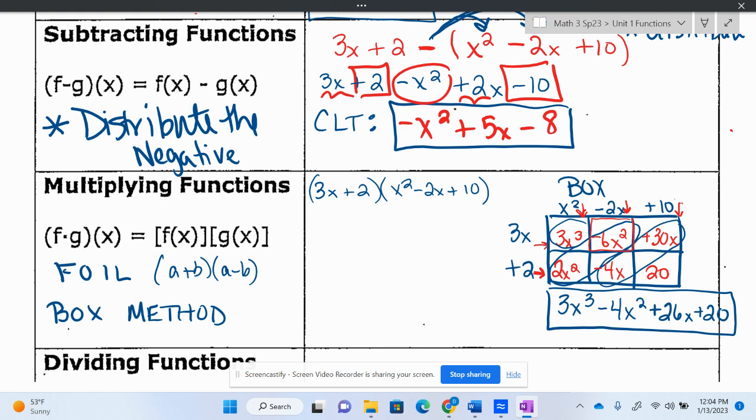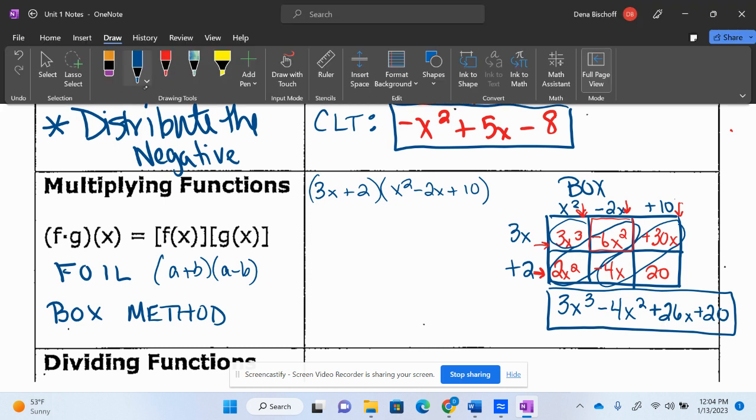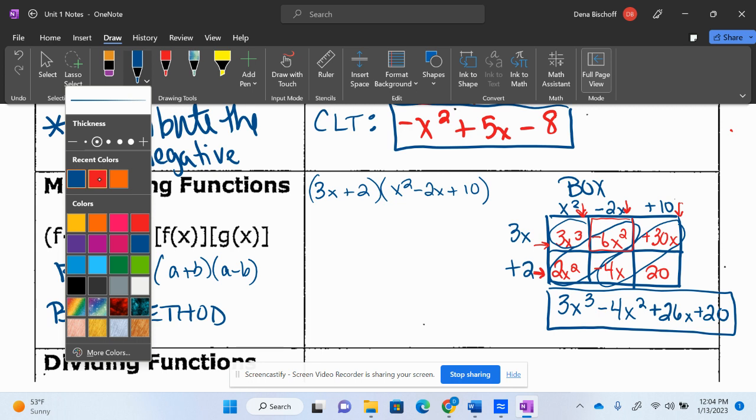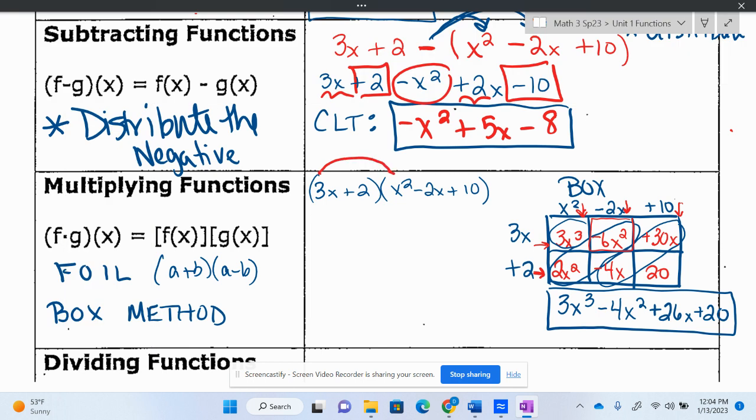So that's using the box method. Now, if you're not going to use the box method, or if you don't care for the box method, you can always distribute. But because you have two terms in the front of that parenthesis, you have to almost double distribute. So I draw arrows again, and I'm going to go across the top for the first set. So I have to take 3x times x squared, which gives me 3x cubed. Then I'm going to take 3x times negative 2x, which is negative 6x squared, and 3x times 10, which is a positive 30x.